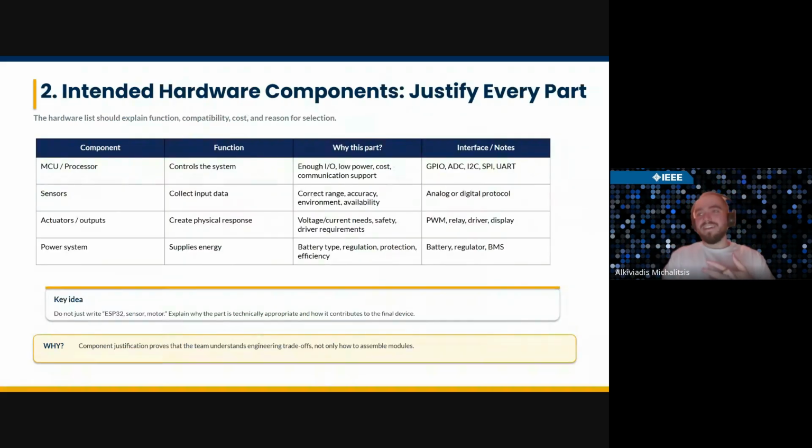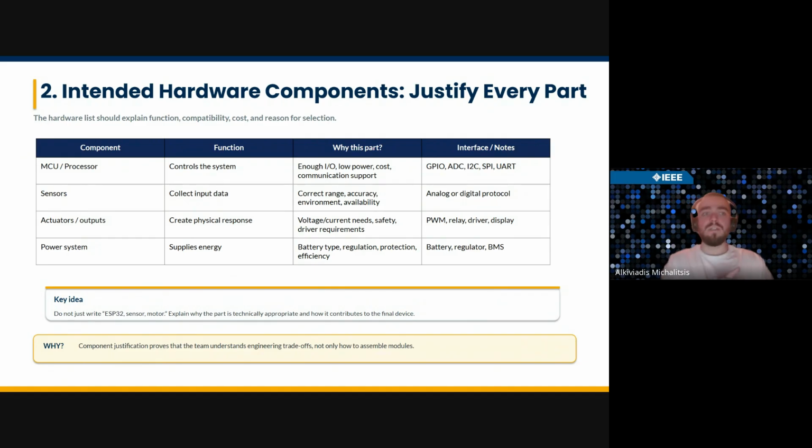Now, regarding the intended hardware components, you should justify every part, like we have in our design phase guide that you might see later if you want. The hardware list should explain the function, the compatibility, the cost, and the reason for selection. If you just add a sensor because you have it and you will not use it, that is not a good idea, because it is redundant and adds cost, weight, complexity, and so on.